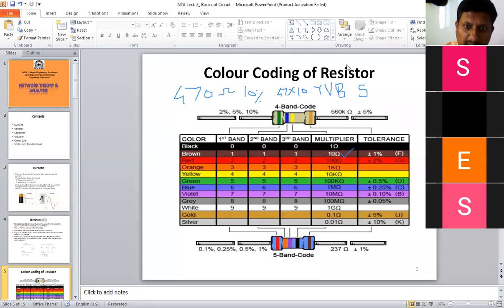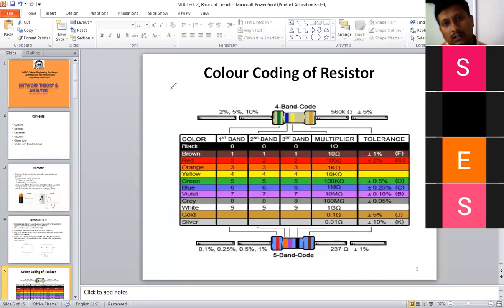Now one more example we can take, and then we can move towards the capacitor. 2.2 kilo ohm.